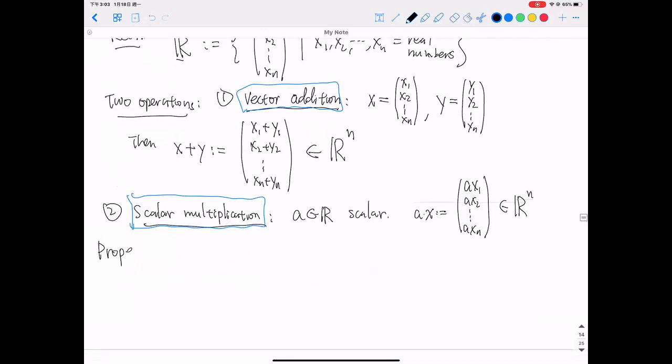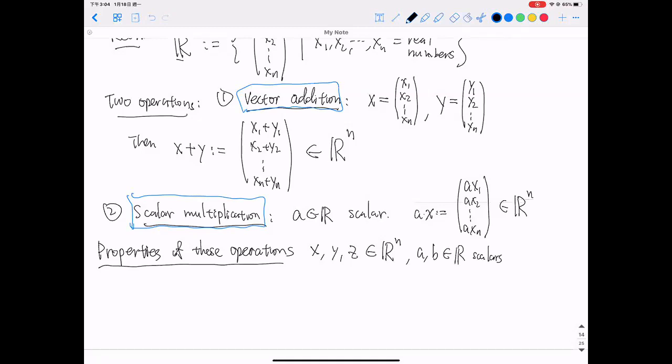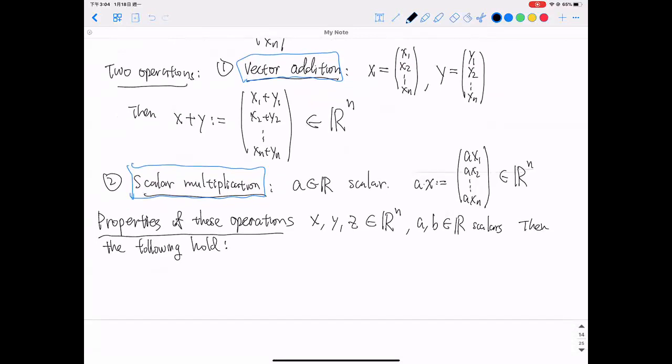Properties of these operations. I mean, there are quite a few properties of these operations, so we're just gonna take some time and list them all. Okay. So suppose x, y, and z are all vectors in Rn, and a and b are scalars. Okay. Then the following holds. Now let's see. There's three. We put these properties into three categories. First one is closure property.